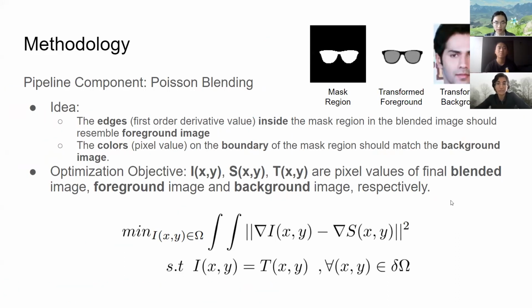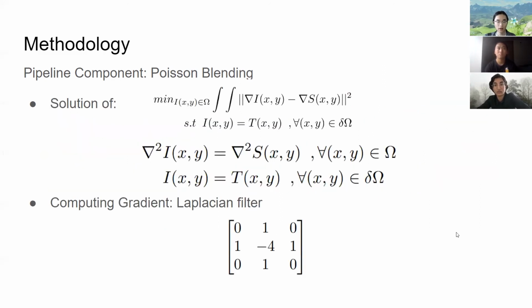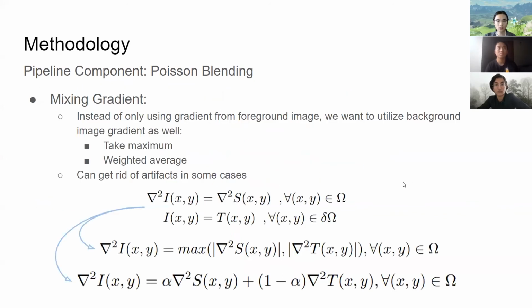So the idea of the blending component is that in the final blended image, inside the mask region, we want the edges of the foreground image to be preserved. And on the boundary of the mask region, we want the color of the background image to be preserved. These two rules give us a constrained optimization problem. And after solving, we get the following solution. Here, omega is the masked region and delta omega is the boundary. Furthermore, an additional step we take is to apply mixing gradients. That is, instead of only using the gradient from the foreground image, in some cases, we would also want to incorporate the gradient from the background image.